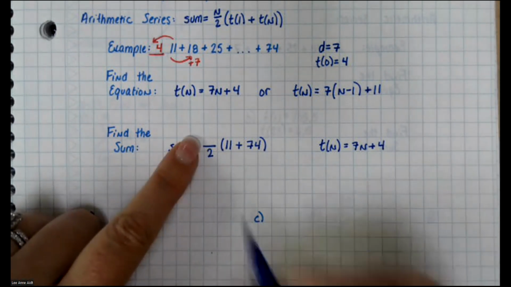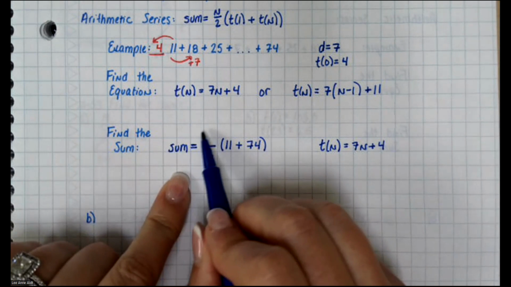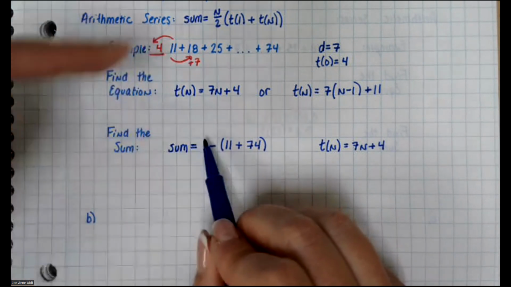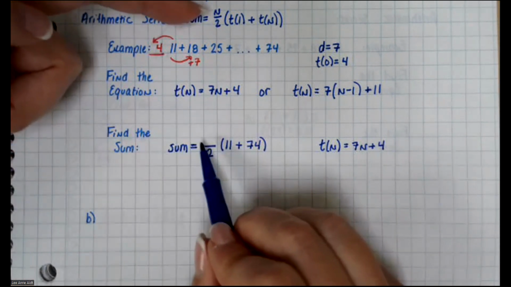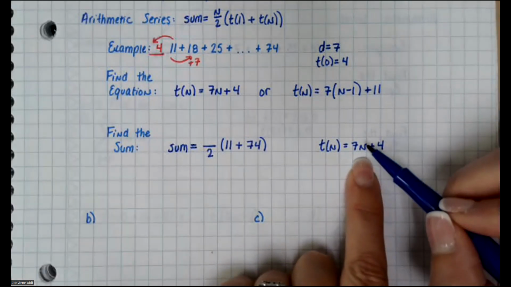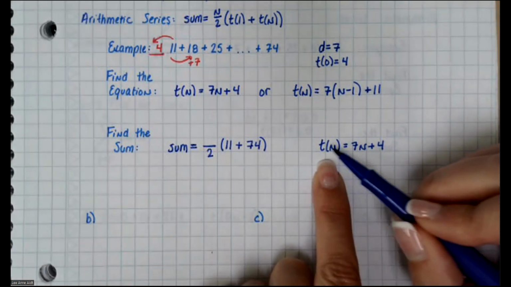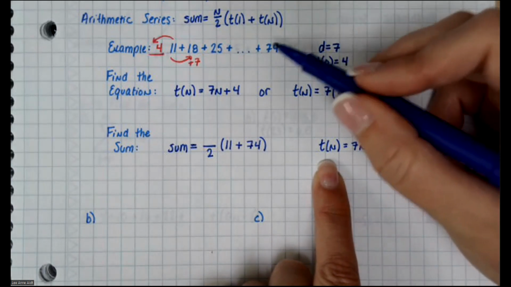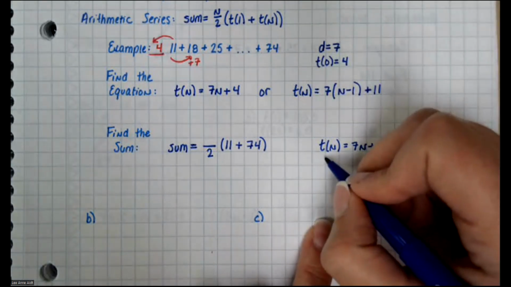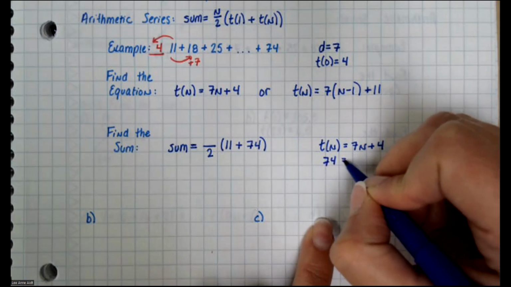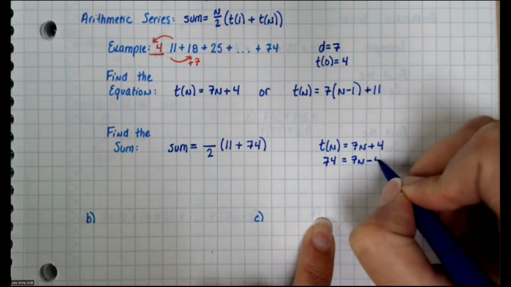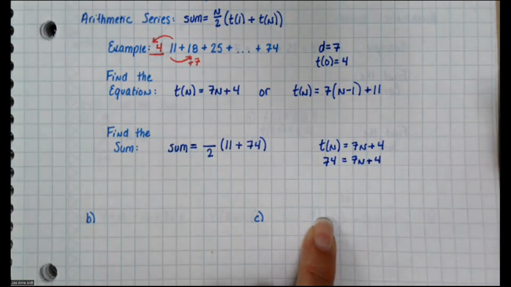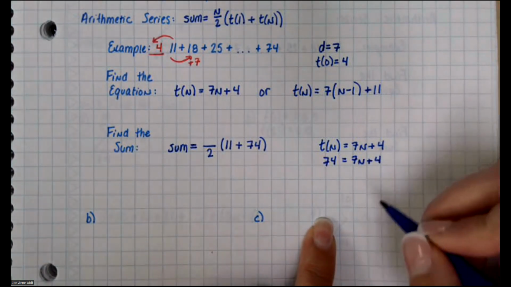What thing is supposed to go right here in Gauss's formula? N. Okay, so that means I need to solve for n, and I need to plug something in over here. What spot am I interested in finding out what it is? 74. Great job. 74 equals 7n. Oh, wow. Now I think I feel stupid.